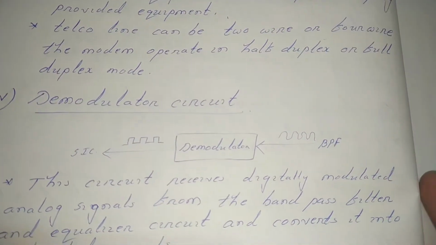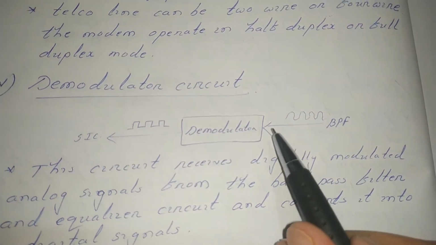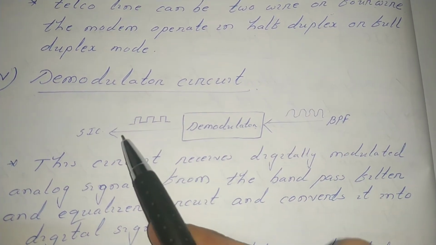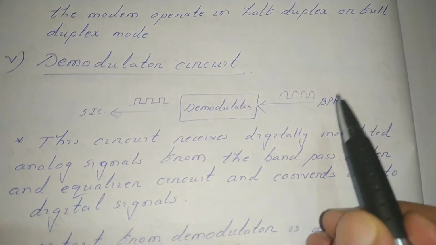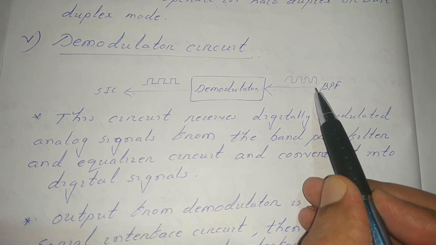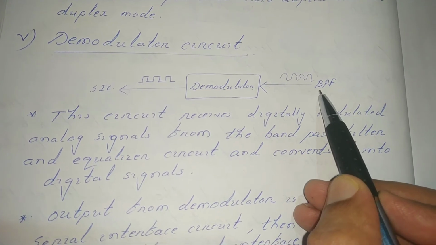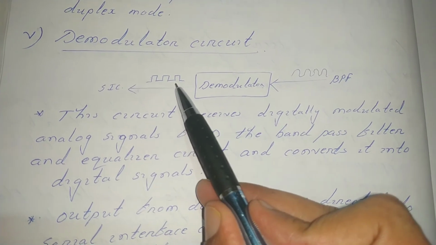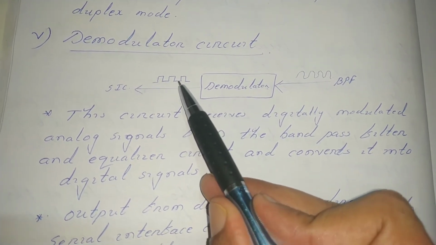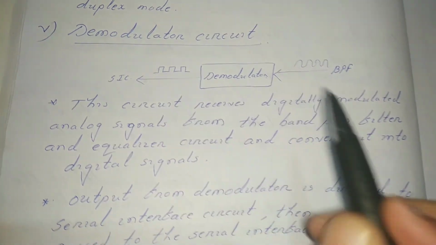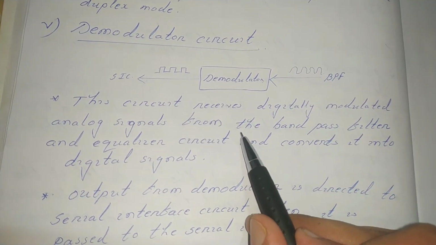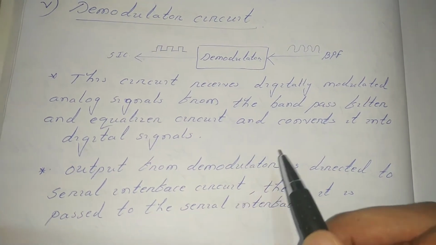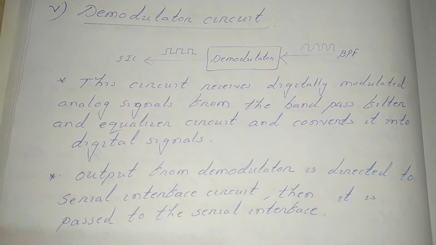Next block is the demodulator circuit. On the receiver side, the demodulator circuit resides in between the band pass filter and the serial interface circuit. Whatever digitally modulated analog signals are received from the band pass filter, the demodulator will convert into what? A digital signal, and then it will feed into the serial interface circuit. So this circuit receives the digitally modulated analog signal from the BPF or band pass filter and equalizer circuit and converts it into a digital signal, and that output is fed into the serial interface circuit.